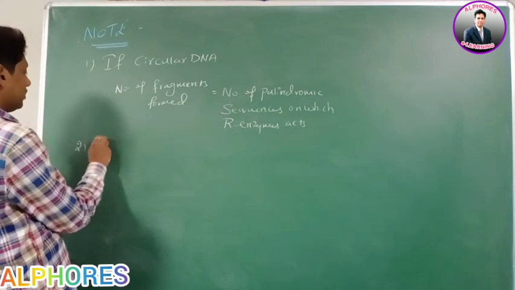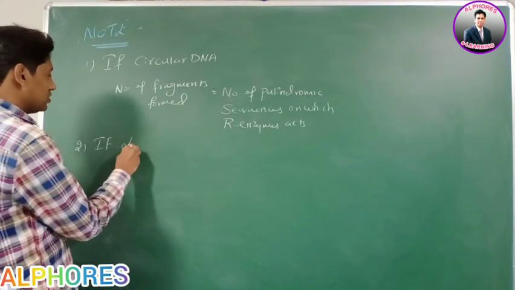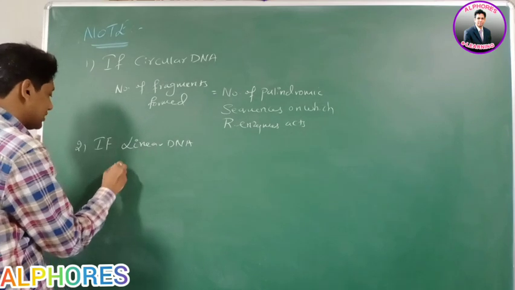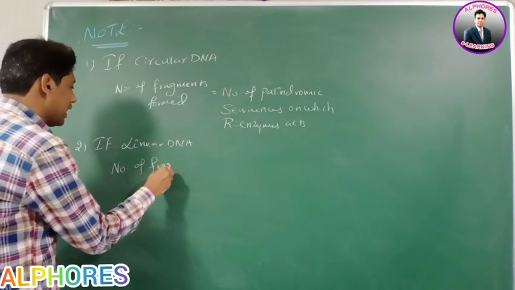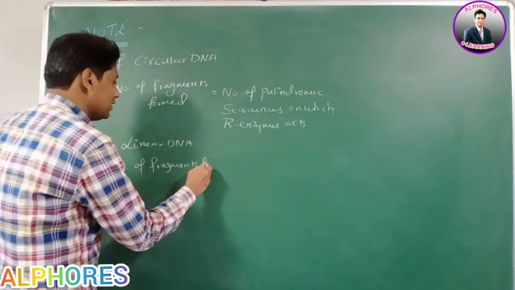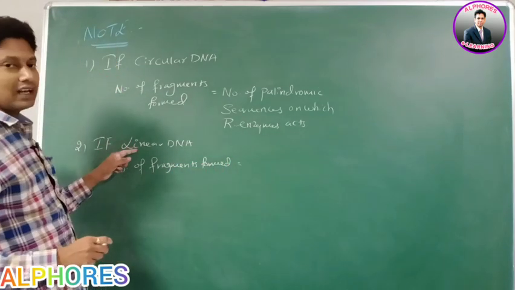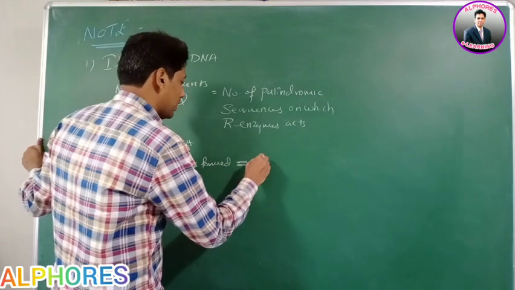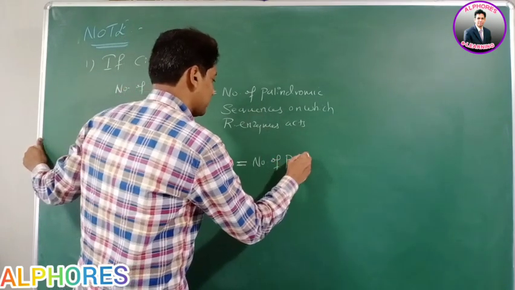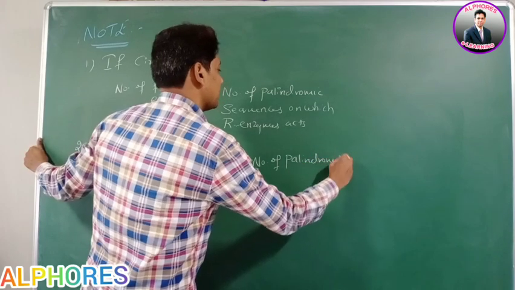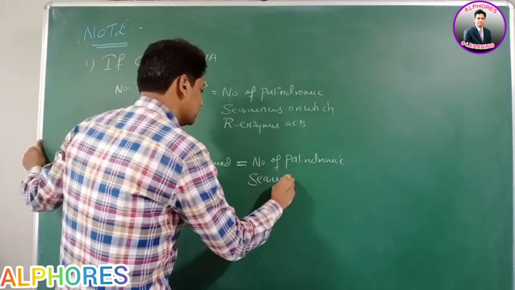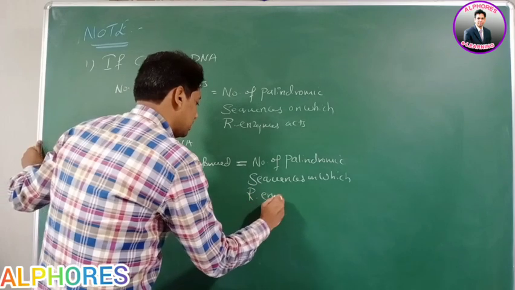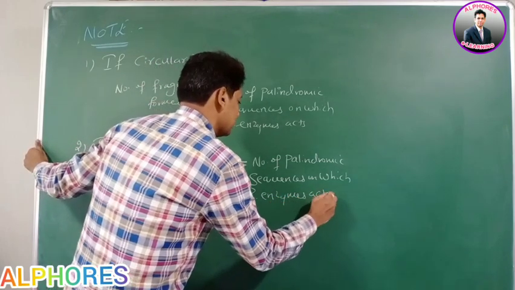Number 2, if DNA is linear, if we take a linear DNA and treat it with restriction endonuclease enzyme, the number of fragments formed is equal to the number of palindromic sequences on which the restriction enzyme acts, plus 1.